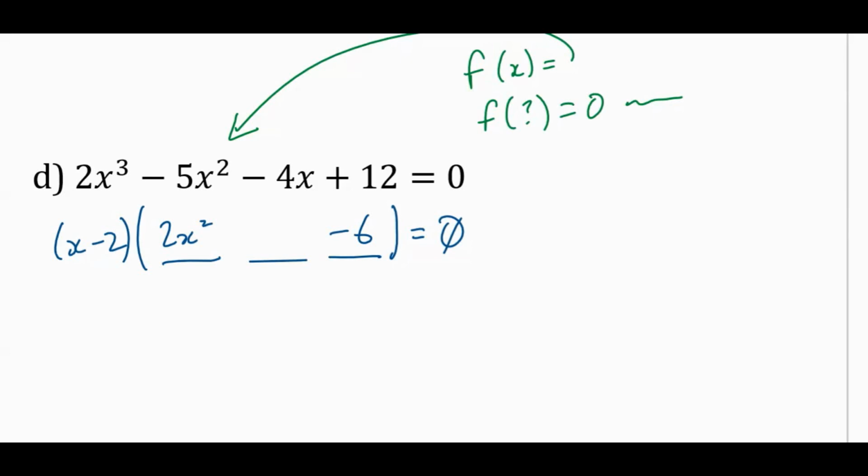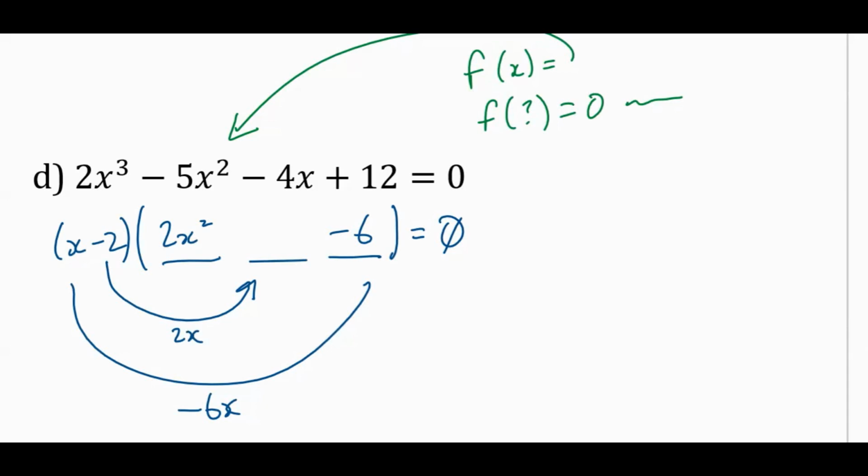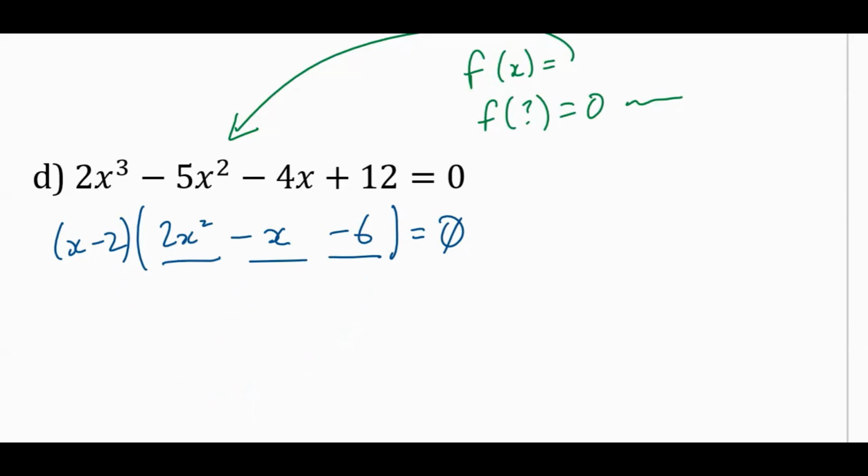Okay. But in this case, I'm looking for something that's going to give me the 4x. So what I'm going to do is x times negative 6 gives me negative 6x. Don't write this down yet. And then negative 2 times something has to give me the negative 4x in the middle, which means this has to be 2x. 2x minus 6x is negative 4x, which means this has to be negative x. Negative 2 times negative x gives me negative 2x minus 6x is negative 4x. It takes a bit of practice, but it is a little bit faster.